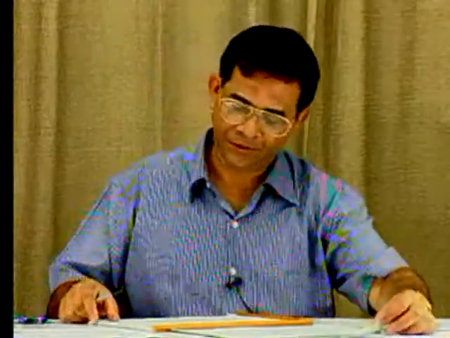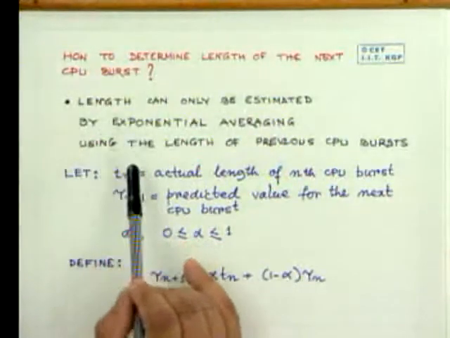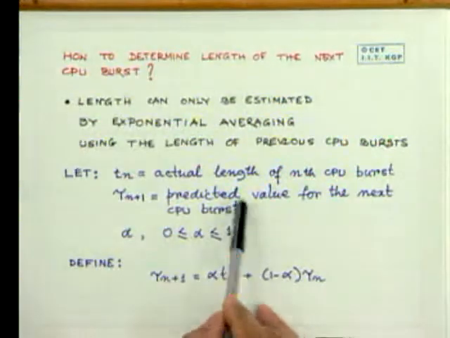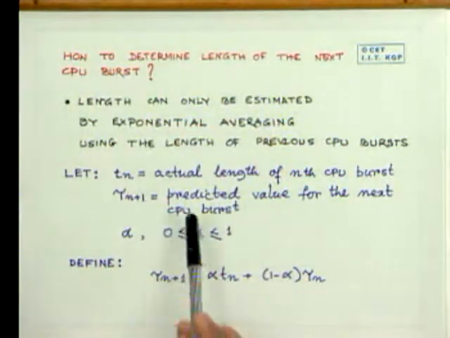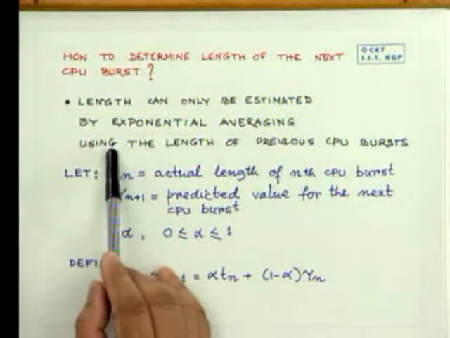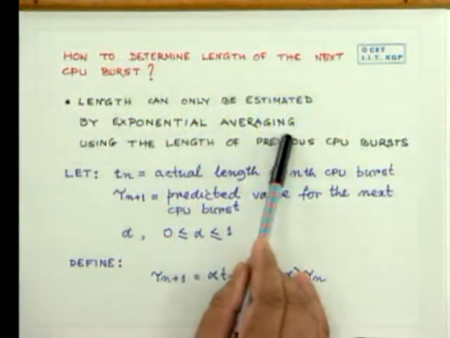That's an important point. Now, the question therefore arises: how shall one know what the next CPU burst time for a job is? Naturally, one has to only estimate what the next CPU burst time for a particular process should be, and let's see how it can be estimated. Therefore, the length can only be estimated, and it is generally estimated by what we call exponential averaging.